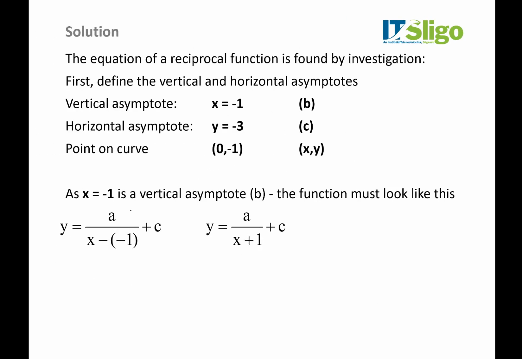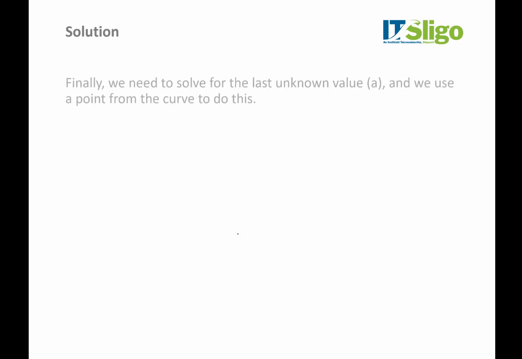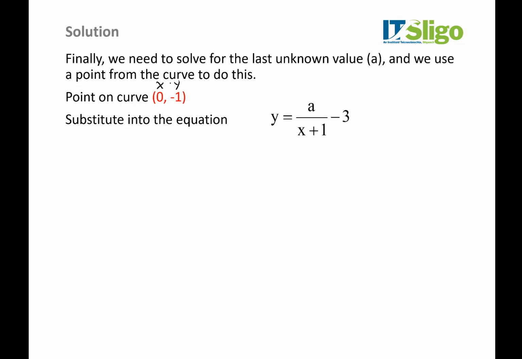Very annoying. So just be careful. When we feed in b, it'd be negative. We now get this. The horizontal asymptote gives us the c value, so we feed that in. And now we're going to feed in the point. Remember, there's our x value, there's our y value, and we feed those in for x and for y.